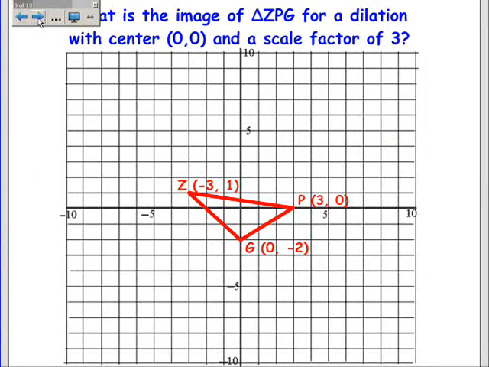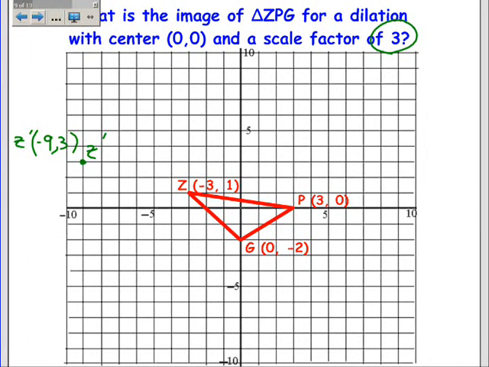Okay, now let's actually do it on the coordinate plane. I will take each coordinate and multiply by the scale factor. We're using a scale factor right now of 3. Z is the point negative 3, 1. I will multiply each coordinate by the scale factor. So Z prime will be equal to negative 3 times 3 is negative 9, and 1 times 3, which is 3. So Z prime is equal to negative 9, 3. If I graph that point, it's right here. This is Z prime.